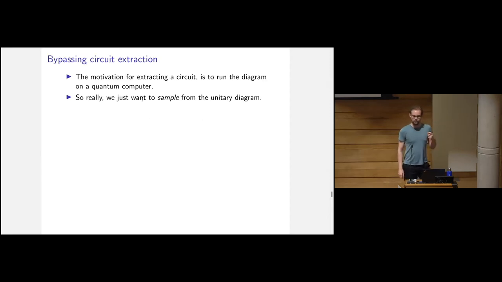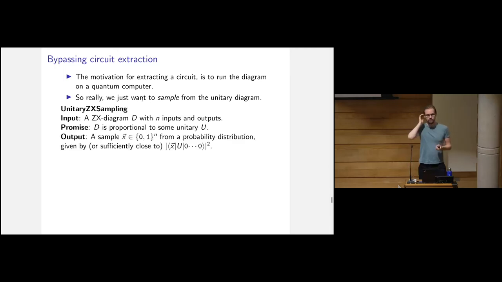Our motivation for why you want to do circuit extraction is because we want to have some way of putting a ZX diagram on a quantum computer. But we can also think, well, can we just cut out the middleman? Because what we really want is to get some samples out of this unitary ZX diagram. So suppose I have a black box and I input a ZX diagram and I get samples from the unitary out, right? That's really what we want, and a circuit is just a way to get there. So let's consider the following problem, unitary ZX sampling. We are again given a ZX diagram with the promise it is unitary, and now the output should be a sample, like a bit string, from a probability distribution given by the unitary via the Born rule, by the unitary that is describing our diagram.